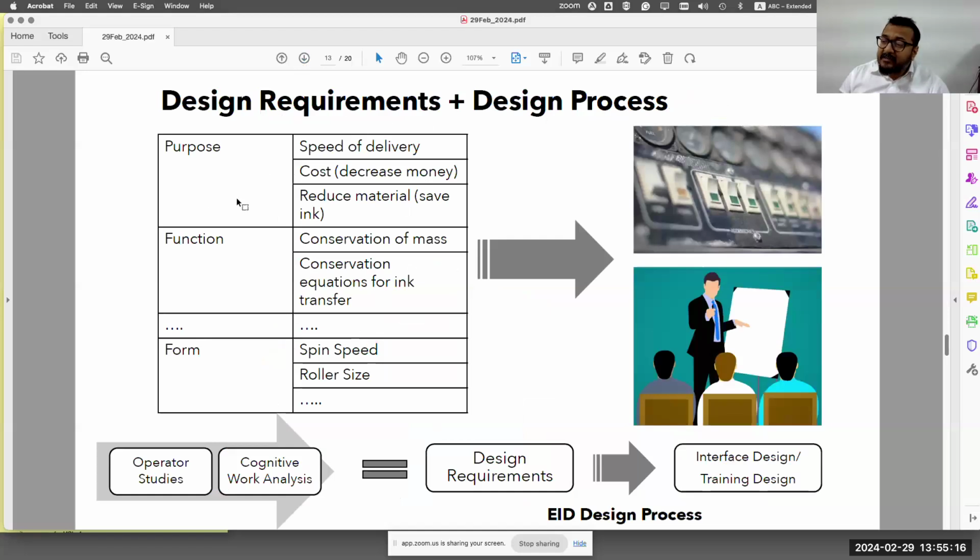Once we get the requirements, we do operator studies. So we spend a lot of time with operators in the field. We try to understand how operators work in power plant control rooms, how maintainers go ahead and do maintenance, right? And then we use work analysis techniques to model them. Then we look at the design requirements. Based on this, one direction is interface design, the other direction is you can train the operator also. I personally look at more interface design aspects.